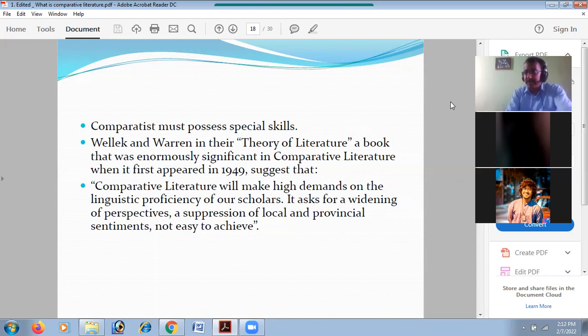What are the skills? Number one, widening linguistic proficiency, widening perspectives, and also he or she should suppress the local and provincial sentiment. That means our comparatist should have broader, worldwide, universal perspectives to understand and observe writing. That is the activity done by a comparatist. So gradually we are getting the answer to the sixth question that was posed earlier. What does the comparatist do? What will be the field of study of comparative literature? Everything can be answered in such a way by several scholars through the passage of time.